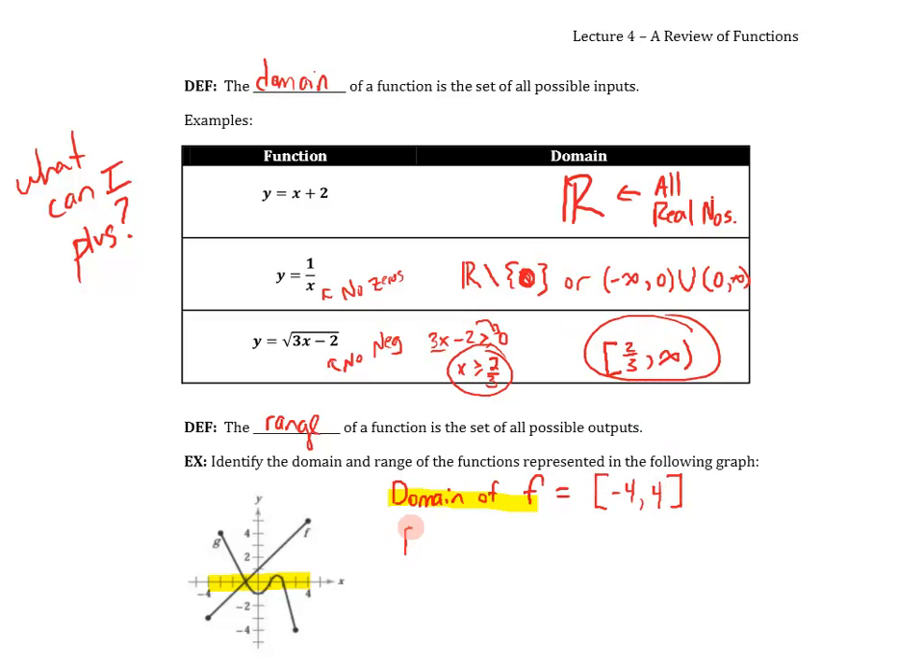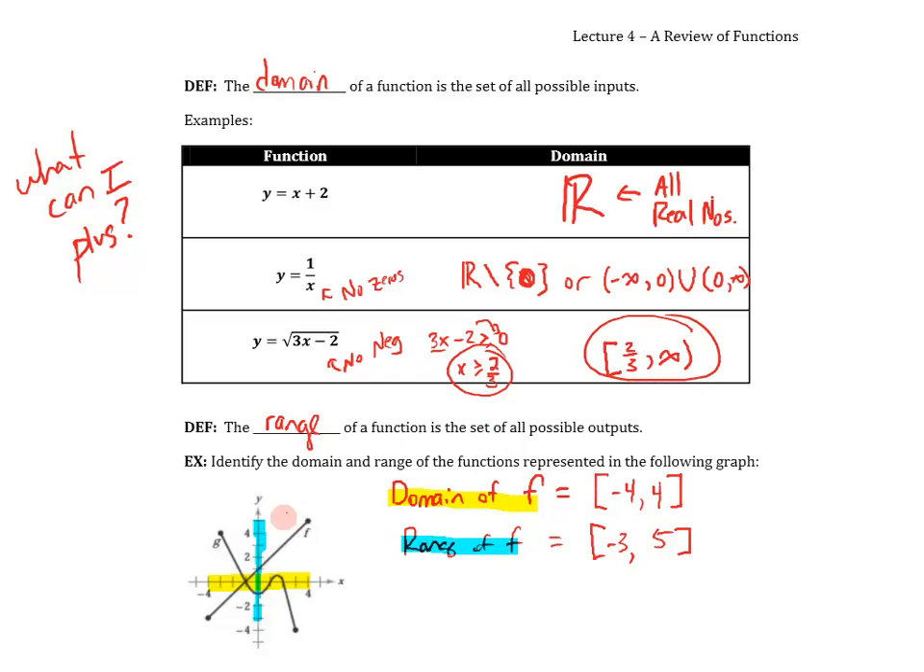Now what's the range of f? Well, the range of f is going to be everything that is up and down. How far does it go? Well, it starts here and goes up to right there. So the lowest value on the y-axis is -3. Those are the outputs of this function. So from -3 to +5.